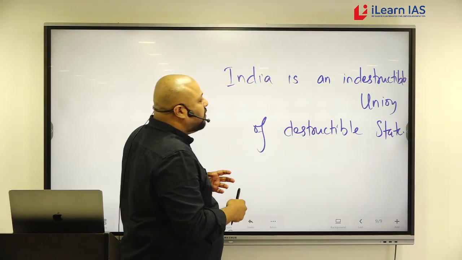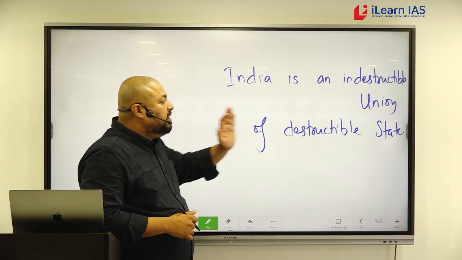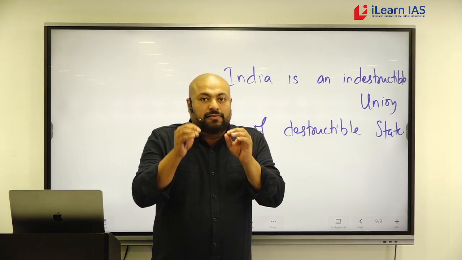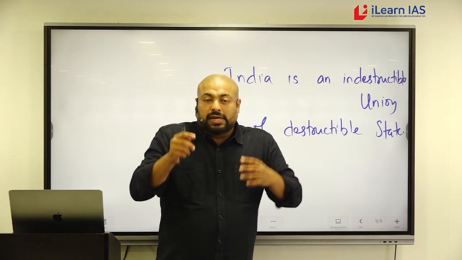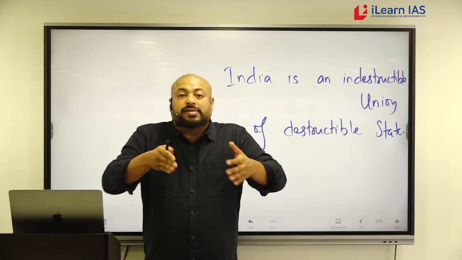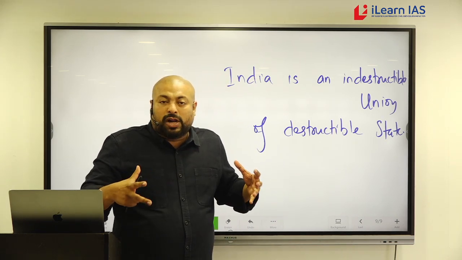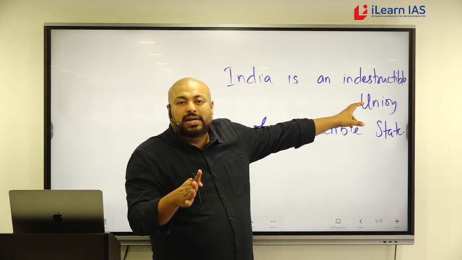So what does it say? India is an indestructible union of destructible states. That means, in the very first article, we have clearly told that India is a union of states. That means the states don't have the right to secede away from the union. Correct? So, if the states have no right to secede away from the union, it can never be destructed.